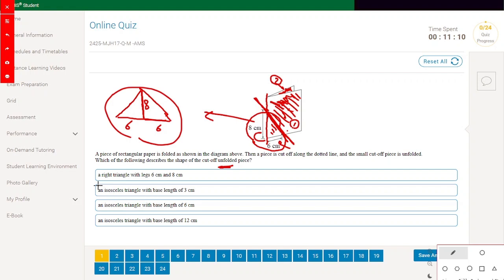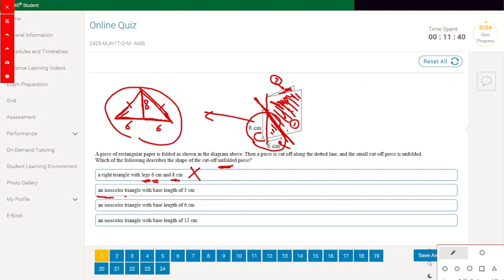Okay. Now a right triangle. Yes, we have a right triangle with legs 6 centimeter and 8 centimeter. Anyway, these are the legs. They are equal because this triangle is isosceles, so the legs are the same length. So 6 centimeter, 8 centimeter? No, the legs are not 6 centimeter or 8 centimeter. So this is the wrong answer.